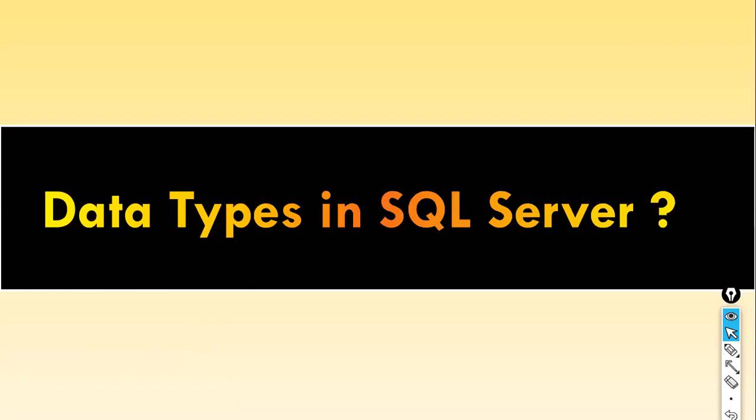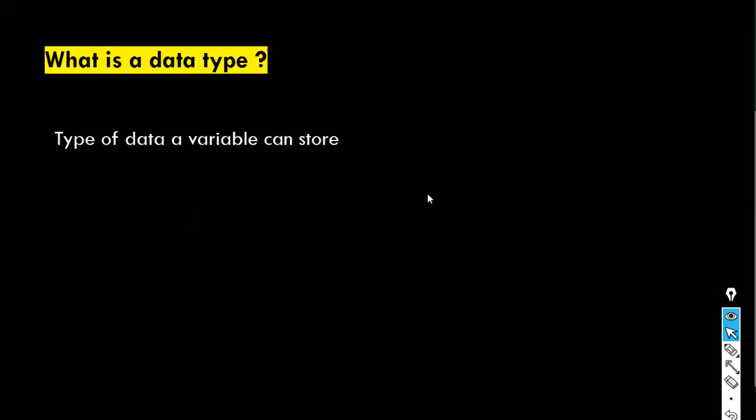Data types in SQL Server. Before we understand the different types of data types, first let us see what a data type is. It is nothing but the type of the data, whether it is a numeric data or an integer data type, or a decimal data type, or whether it's a string data type.